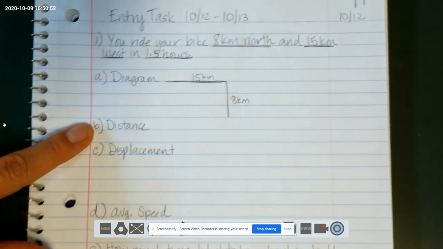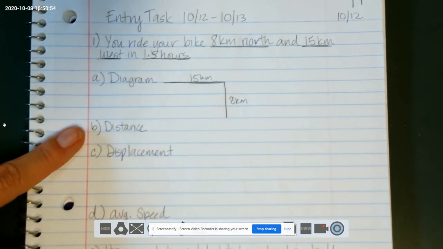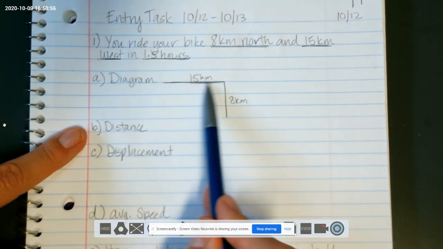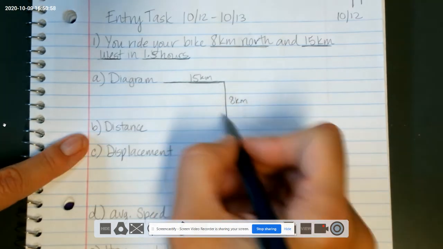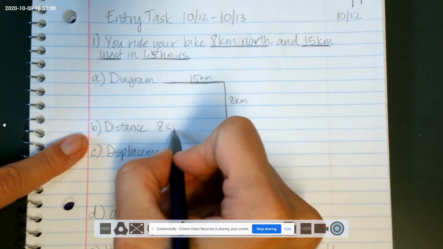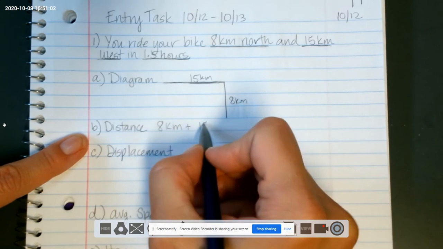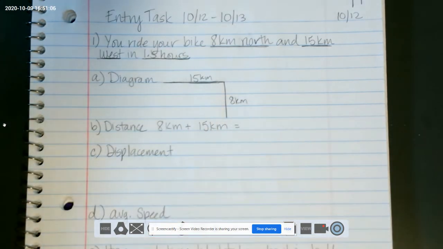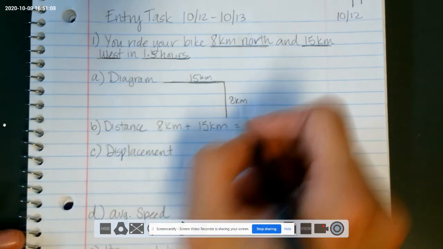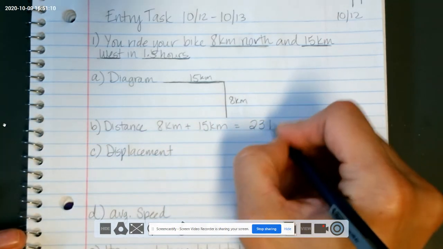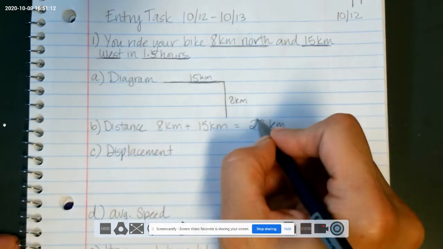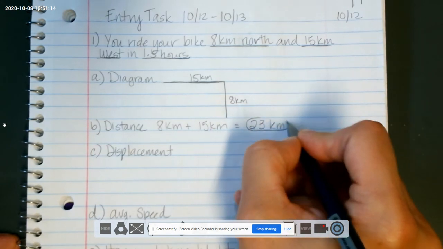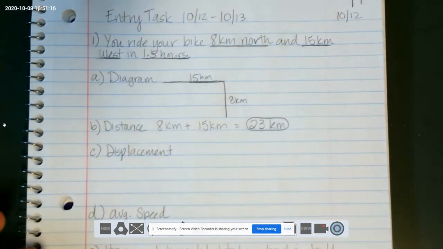I'm going to get my distance. So remember, distance is total amount covered. So I'm going to basically just add the two together. I started with 8 kilometers and I added that to the additional 15 kilometers. I just have to add 15 plus 8 and I get 23 total kilometers. So that is the distance you rode your bike.